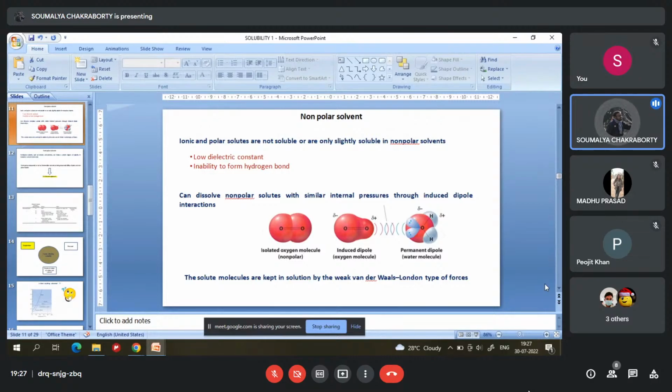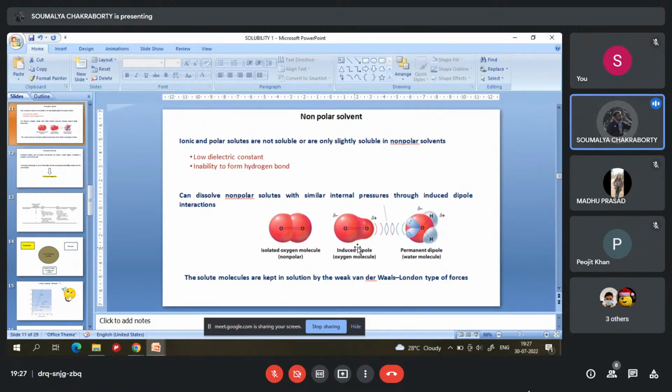However, non-polar solvents can dissolve non-polar solutes with similar internal pressure through induced dipole interaction. So what is induced dipole interaction? You can see here, this is a particular solvent. Maybe it's a water molecule. Okay. So this water is a polar solvent, and this hydrogen is carrying a partially positive charge and this oxygen is carrying a partially negative charge, and this is an oxygen molecule.